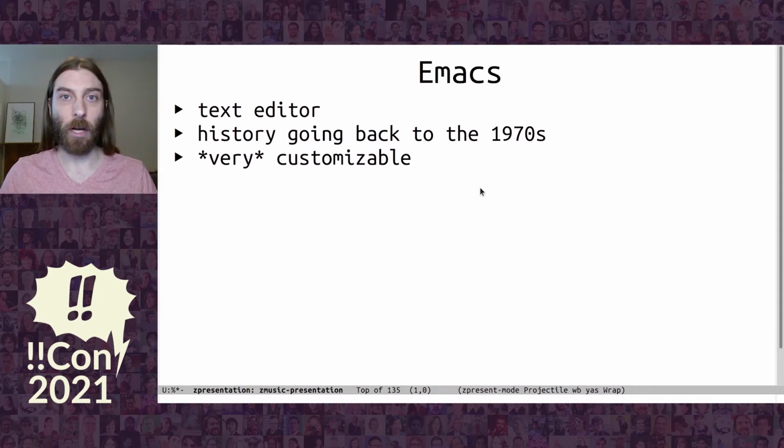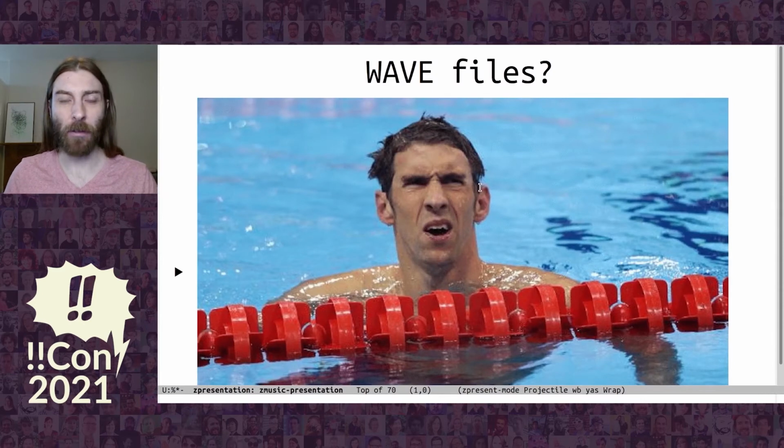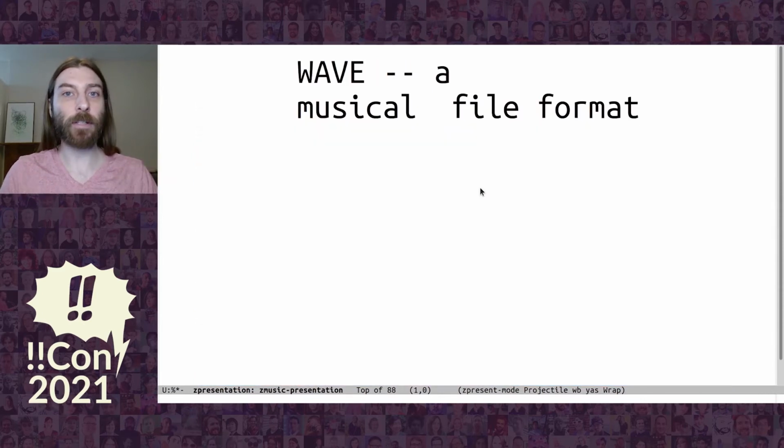So I looked into the features that Emacs has, and it actually turns out that it can play sounds. And at least the way it plays sounds is with something called wave files. But what are wave files? So I searched the internet a little bit, and turns out that wave is just a musical file format. Or as I came to learn, it's kind of an annoying file format.